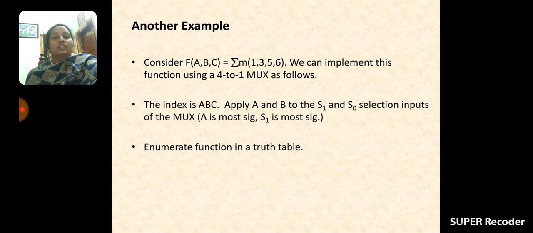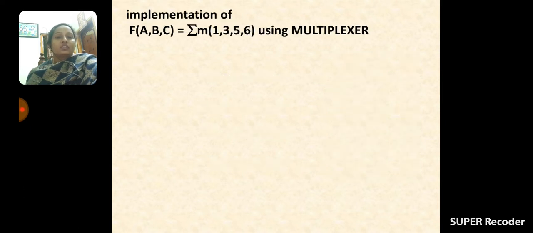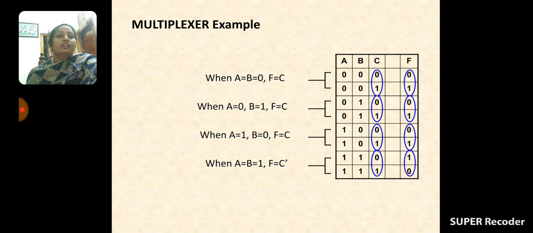And see here, for that purpose, the circuit is like this. 0, 0, 0, 0, 0, 1, 0, 1, 0, 0, 1, 1, 1, 0, 0, 1, 0, 1, and 1, 1, 1. So in this way, we are applying 3 inputs at the same time, and the 4 outputs will be selected.